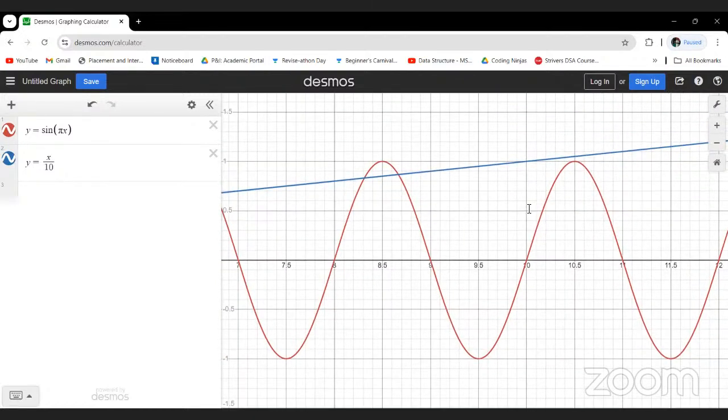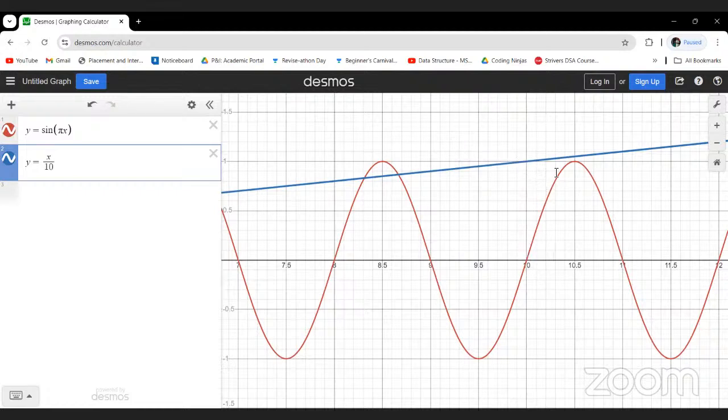So see what is happening at x is equal to 10. At x is equal to 10, the y coordinate of my line is 1. So at this point, if you see clearly, it is 1. At 10, it is 1.